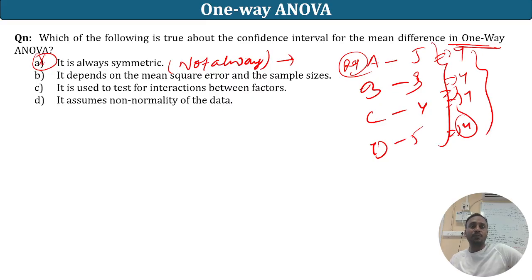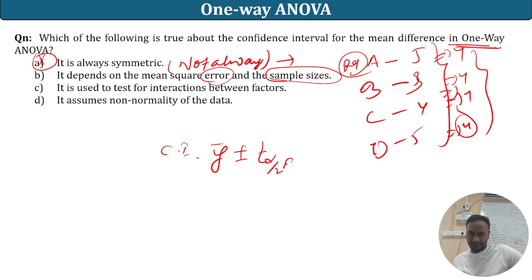Then, it depends upon the mean square error and the sample size. Yes, the confidence interval we have seen is y bar plus or minus t at alpha by 2 and degrees of freedom times the square root of MSW by n. So n is the sample size, and this is the mean square error. So this will be the correct answer. Is it?